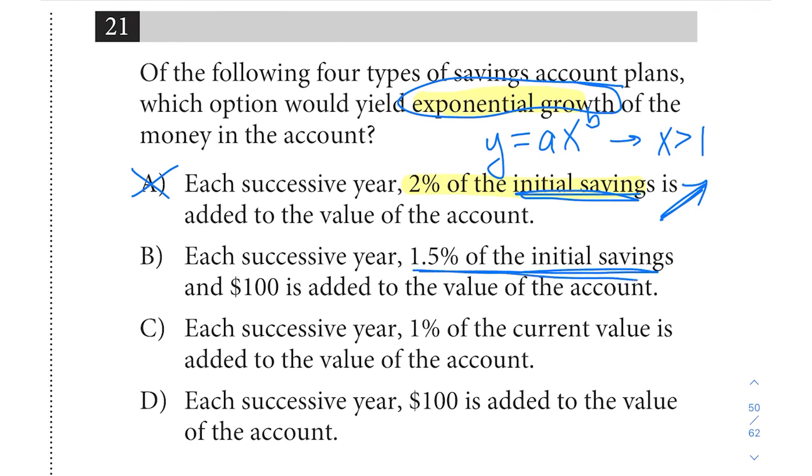Let's take a look at B. Each successive year, 1.5% of the initial savings and 100. So here again, we have initial savings, just like we did in A, and then we're adding something else though.